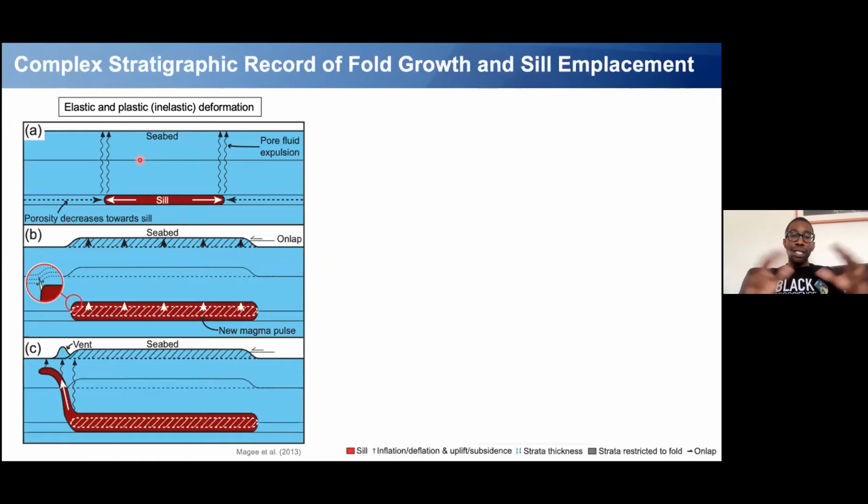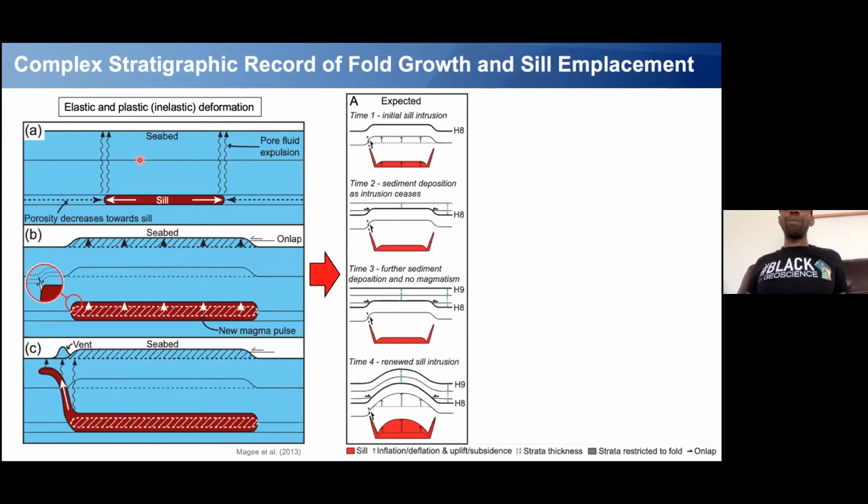So we had this model earlier on where we said, okay, maybe there is this trade-off between elastic and plastic deformation, and it might be related to porosity loss, dewatering and fluidization. But there may be a range of other models that may be appropriate here. One might be a time where we have sill emplacement and ground deformation. There's then a pause in magmatism, and then we have more magmatism and inflation, or further inflation, of that sill. That would allow us to build up these quite complex stratigraphic patterns in the overburden. And that's very similar in a way to the model we had for the Rockall Basin.